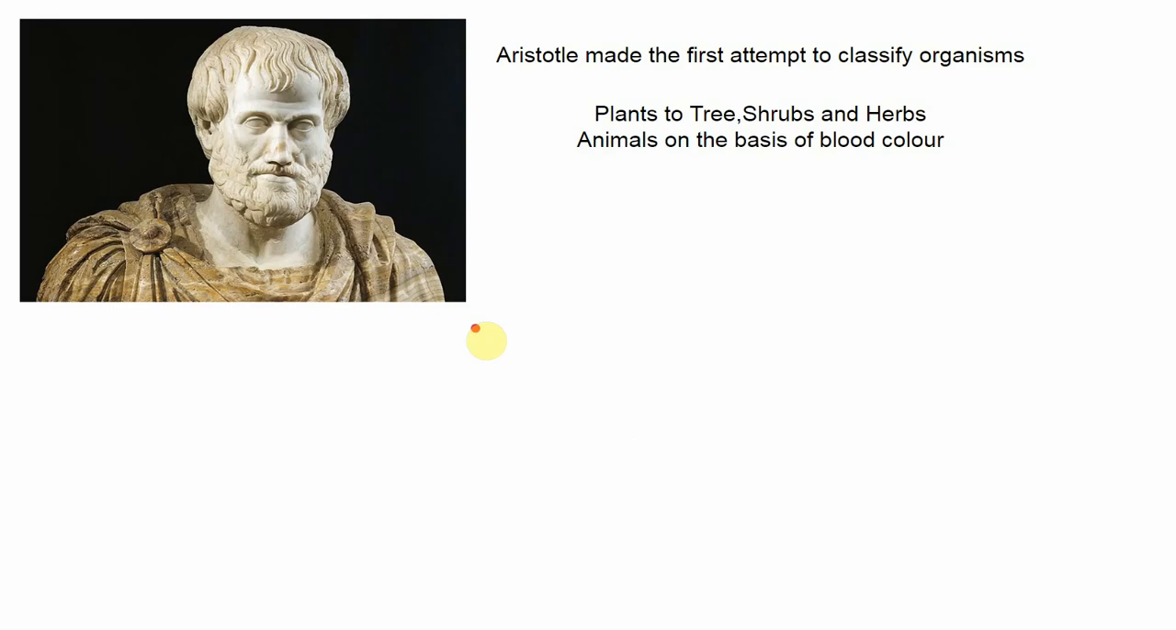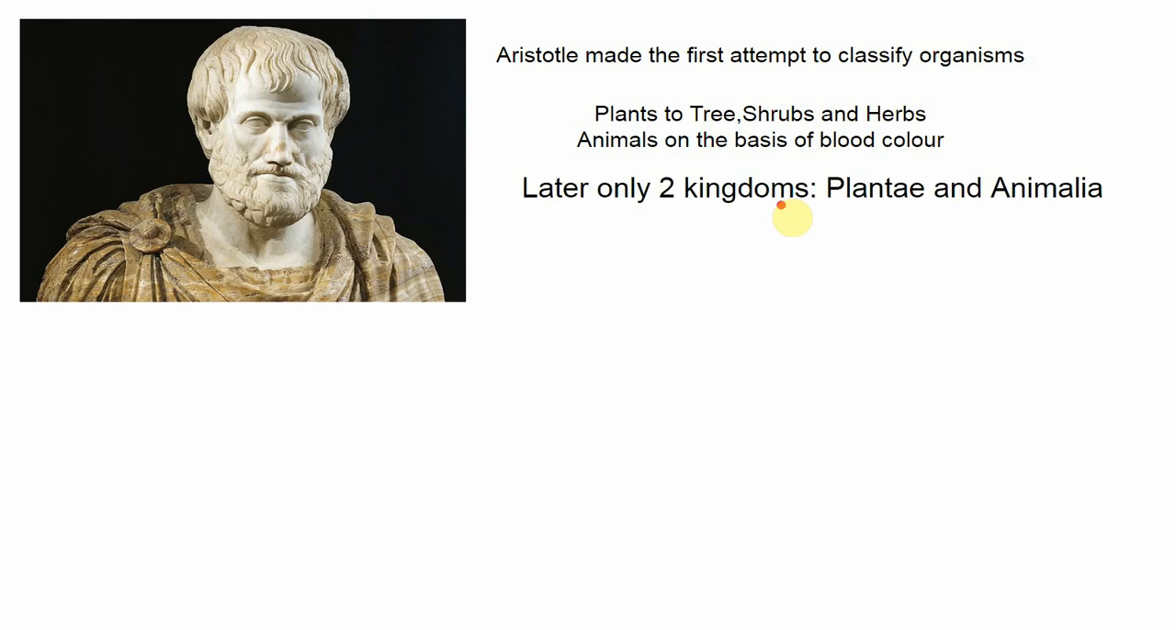So Aristotle was the first person who actually made an attempt to classify organisms. He tried to classify plants into trees, shrubs and herbs based upon their simple morphological characteristics. He even tried to classify animals on the basis of their blood color, that is, organisms having red blood color into one group and those who didn't have red blood color into another group.